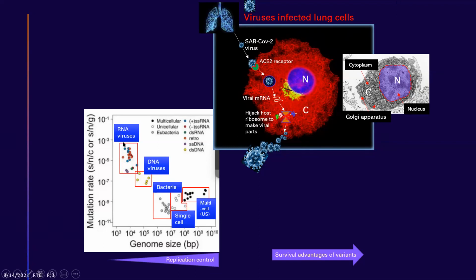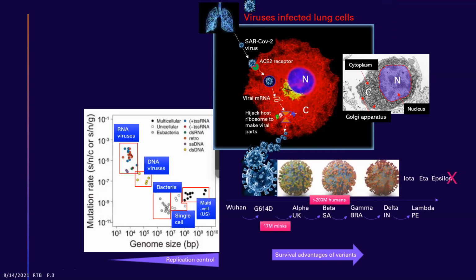So when it comes to RNA viruses, one of the characteristics is that they mutate. That's all they can do. The only thing they can do.